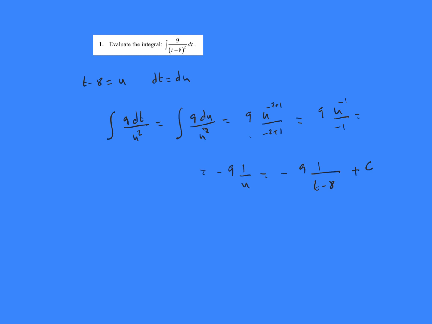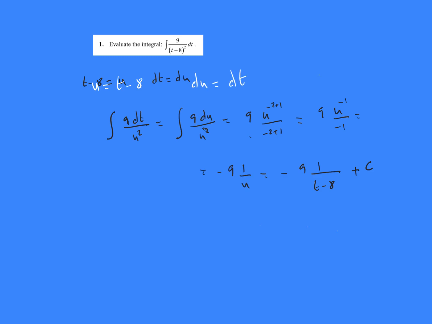Evaluate the integral of 9 divided by (t minus 8) squared. This looks like substitution will solve the problem. So let's name u equal t minus 8. If I name u equal t minus 8, I will have 9 divided by u squared. And what is dt? Well, du is equal to dt.